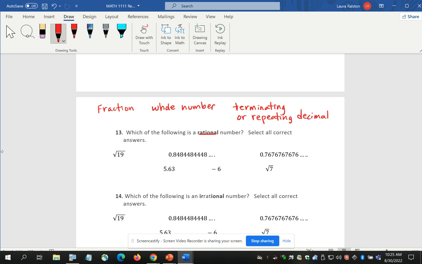Okay, so I have to think about it. If I look at the square root of 19 in my calculator, I get this big, big, long decimal number. It does not repeat, so that is not a rational number.